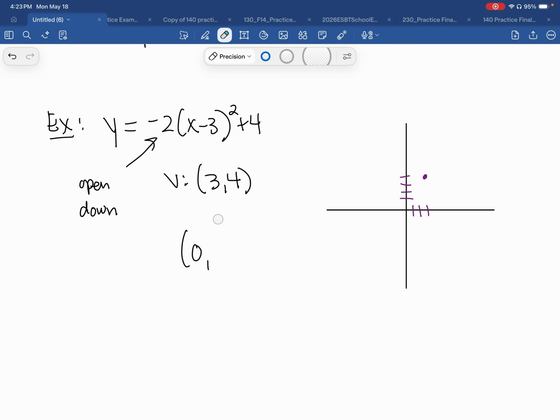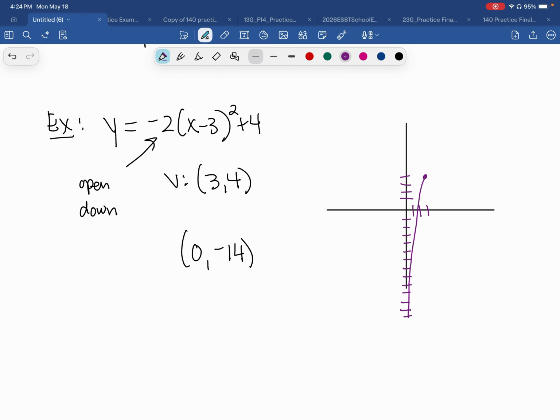But here's what's happening. To get our second point, we do know that the vertex is 3, 4. We've got that checked off. We know that's going to open down, which is why when I had the point 0, 10, that didn't make sense to me. So when you're plugging in your 0, 0 minus 3 is negative 3. Square it first, it becomes positive 9, times negative 2 gives you negative 18, plus 4 gives you negative 14. And that makes a whole lot more sense, because when we go to graph, your point is way down here. So this is a really skinny parabola that comes down this way. Okay, but that's what your vertex form is going to be.